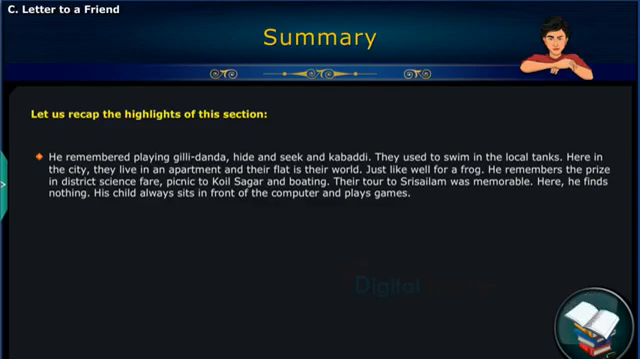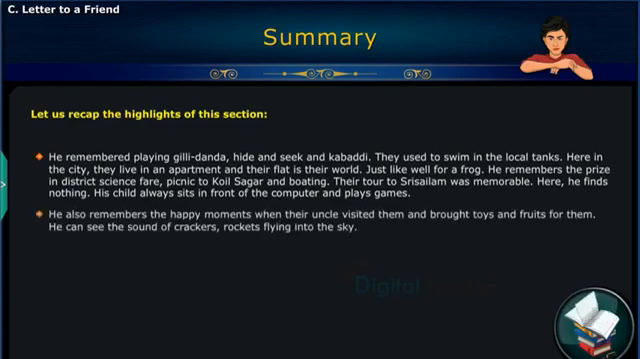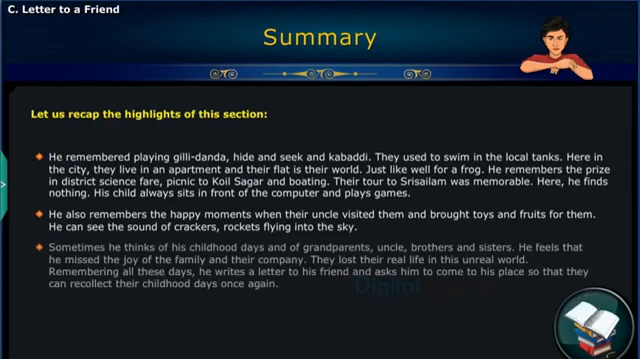He remembers the prize in district science fair, picnic to Koil Sagar, and boating. Their tour to Srisailam was memorable. Here, he finds nothing. His child always sits in front of the computer and plays games. He also remembers the happy moments when their uncle visited them and brought toys and fruits for them. He can see the sound of crackers, rockets flying into the sky.